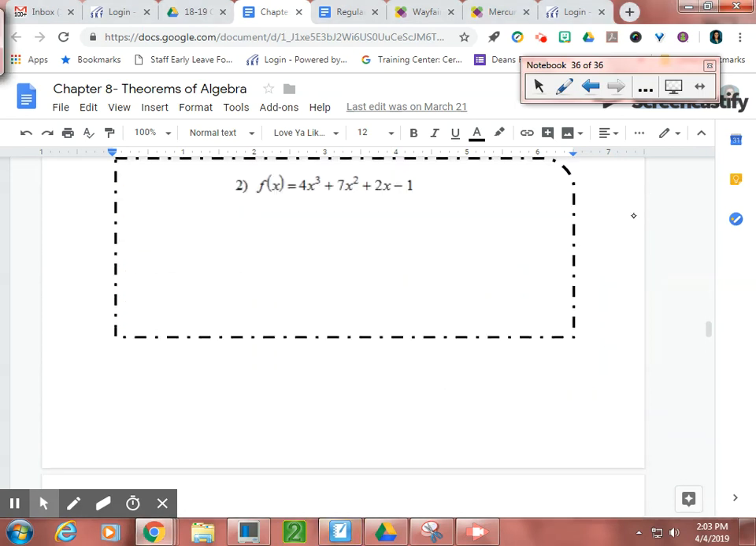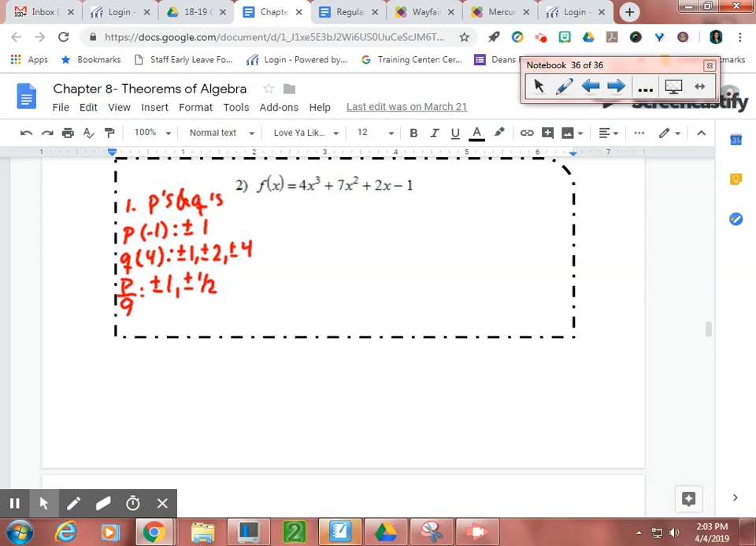All right, let's look at another one. Same thing here. So, step 1, P's and Q's. My P value is -1, so plus or minus 1. My Q value is 4, so plus or minus 1, plus or minus 2, plus or minus 4. Okay, so when you do P divided by Q, you're going to get plus or minus 1, plus or minus 1/2, and plus or minus 1/4. So you have 6 choices. 1, negative 1, 1/2, negative 1/2, 1/4, and negative 1/4.